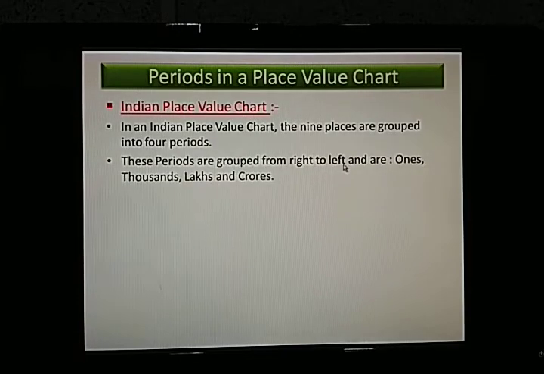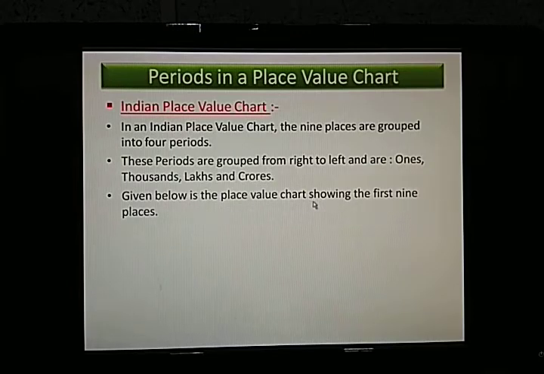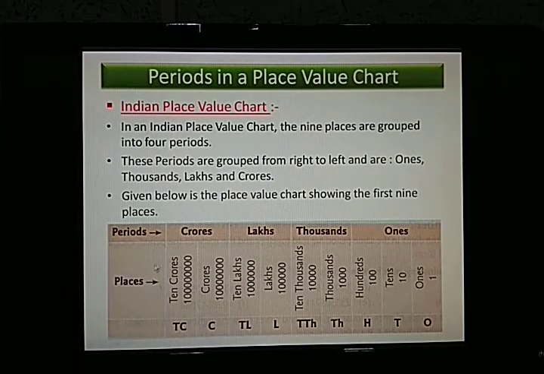Now these 4 periods are again from the left to the right. It is always from the left to the right. This is the chronology. So you can say they are the ones, the thousands, the lakhs, and the crores. So let us see the place value chart. Only then it will be clear for us. This is given in your textbook. You can see the ones, the thousands, the lakhs, and the crores. These are the periods, the 4 periods.